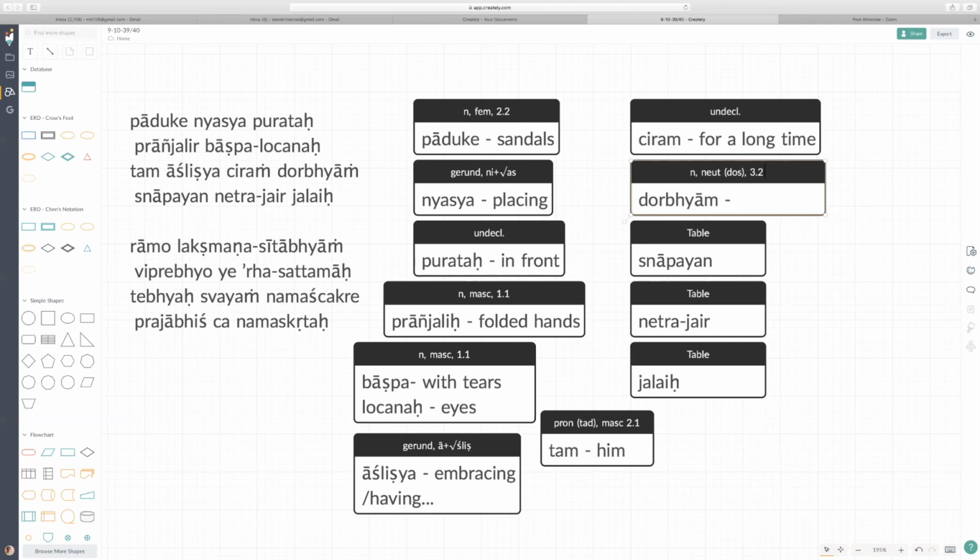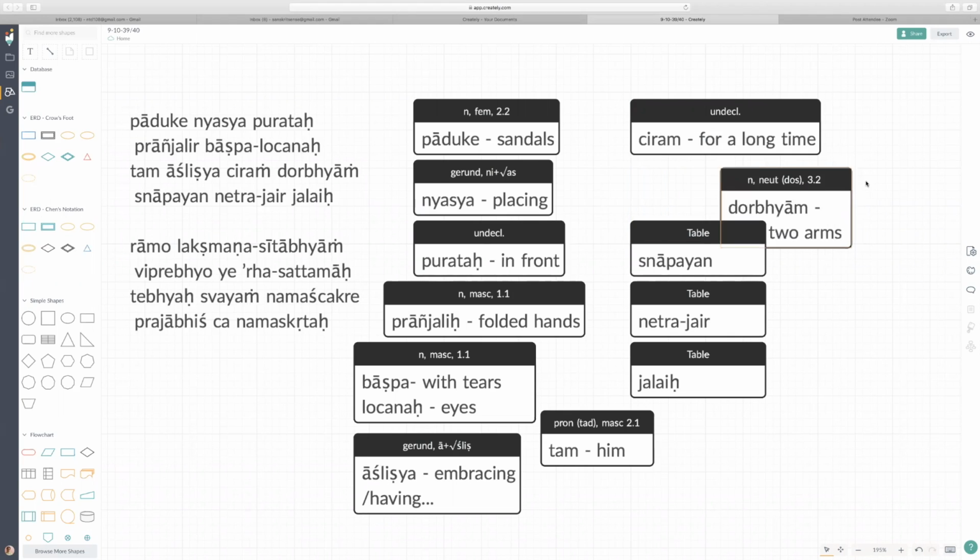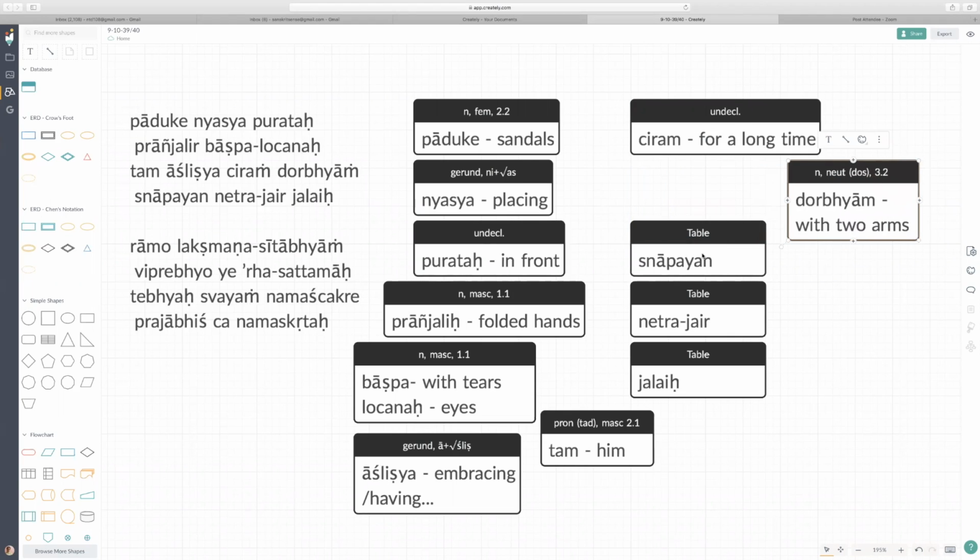So let's assume it's 3.2. So how do we translate 3.2 of hands? With 2 arms. With, okay, with. And by with, what exactly do you mean? Instrumental, yes, exactly. By means of his 2 arms. Okay, so it will be connected to embracing after. Okay, snapayan.